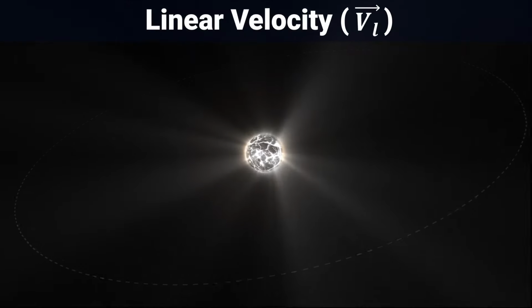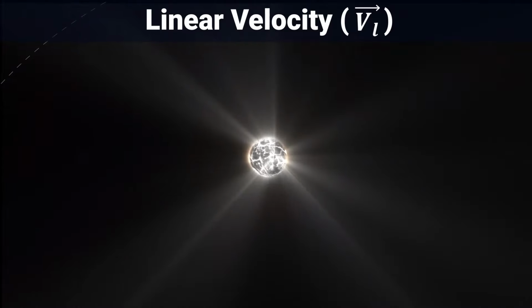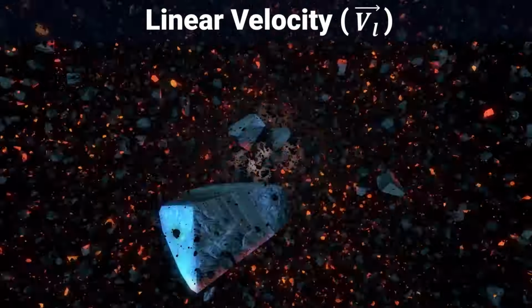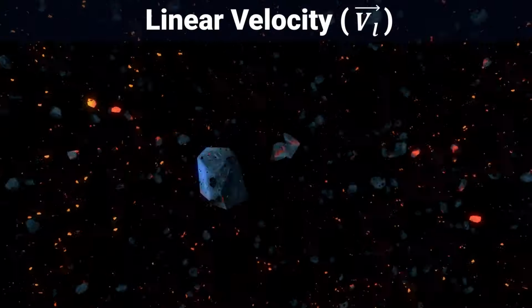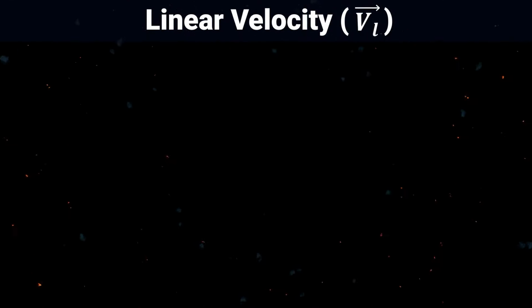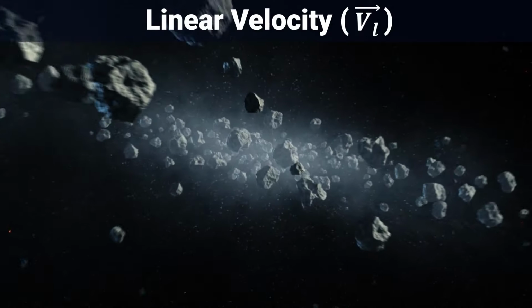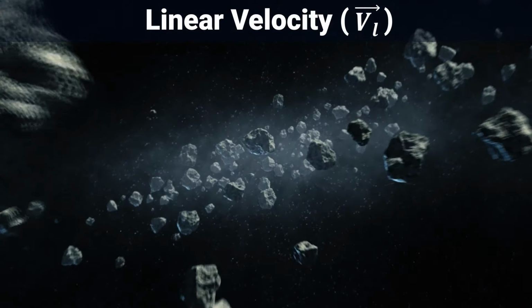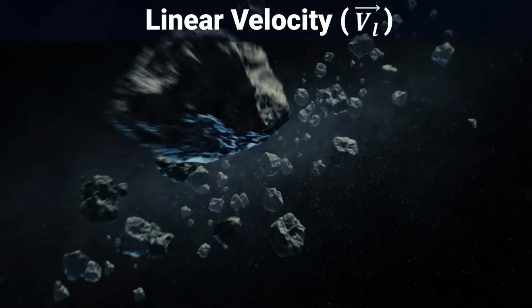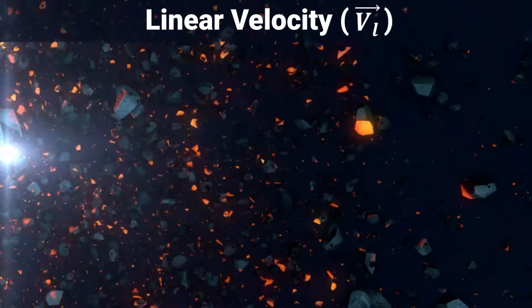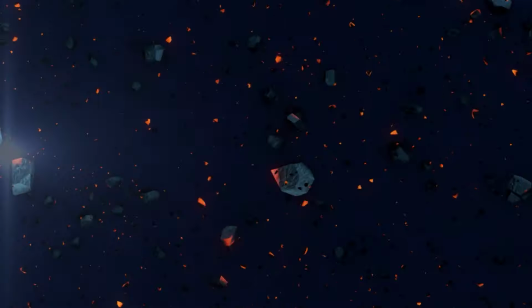Linear velocity. After the Big Bang, all the universe particles have been released by the initial energy and ejected in a projectile motion. In other words, due to the projectile motion of the Big Bang, an initial energy has been given to the particles and they have been ejected at a very high speed.